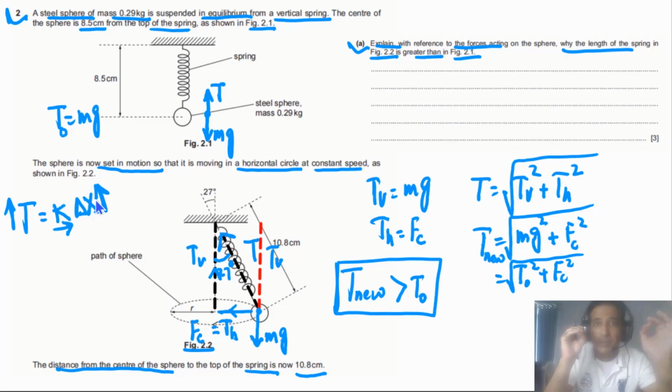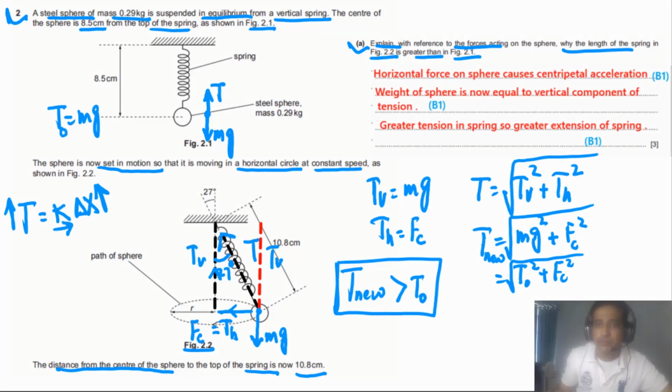If these concepts are clear to you, let me show you the answer, how you can write your answer. You can write these points in your answer. First point: the horizontal force on the sphere causes centripetal acceleration. Meaning the horizontal force on the sphere is providing the centripetal force, and this is the horizontal component of tension. The weight of the sphere is now equal to the vertical component as we have mentioned here, and greater tension in the spring means greater extension of the spring.